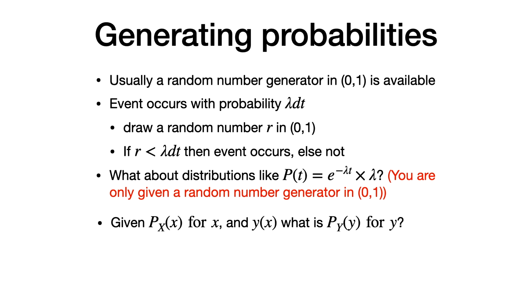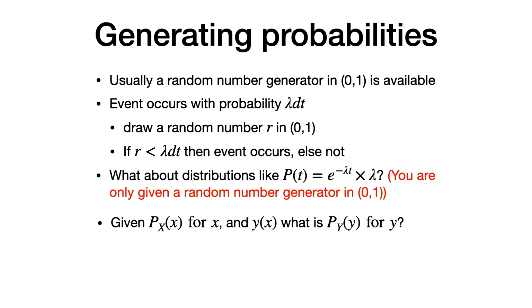Firstly, given a uniform distribution in 0, 1, how does one decide that an event occurs with probability lambda dt? In the computer, you draw a random number between 0 and 1 and ask, is this number less than lambda dt? Then you make the event occur. If it is greater than lambda dt, nothing happens. Is that clear? Now, what about a distribution like the exponential distribution? You are only given a random number generator, but you want to generate a distribution like this. This question is important because sometimes you have funny distributions that come in.